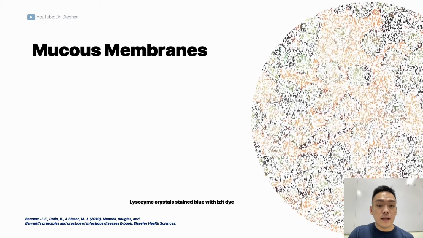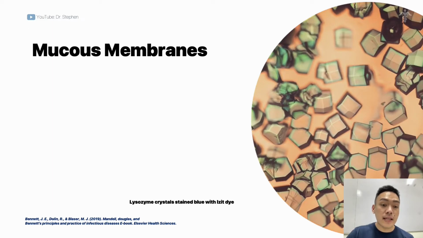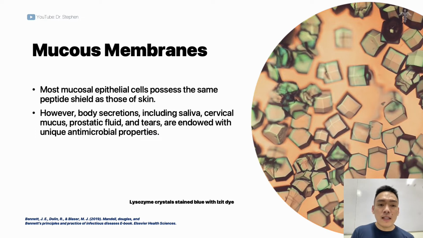Mucous membranes. Showing you a photo on your right is lysozyme crystals stained blue with iodine dye. Most of your mucosal epithelial cells possess the same peptide shield as those of your skin. However, there are some body secretions, including saliva, cervical mucus, prostatic fluid, and tears, that are endowed with unique antimicrobial properties. For example, again, lysozyme, one of the most potent antimicrobial substances, which is produced by the intestine, your mouth, and even your eye.